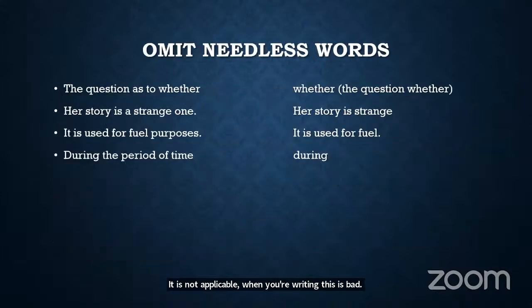All right. So omit needless words. Again, it's very similar to what we had before. The question as to whether, you can just say whether, or the question whether. A story is a strange one. A story is strange. It is used for fuel purposes. It is used for fuel during the period of time. That's a lot of tautology. You have period of time during. So just use during and you've solved the problem. The sentence is concise. You pass your message across and it's easy for everybody. So omit needless words. Economize.